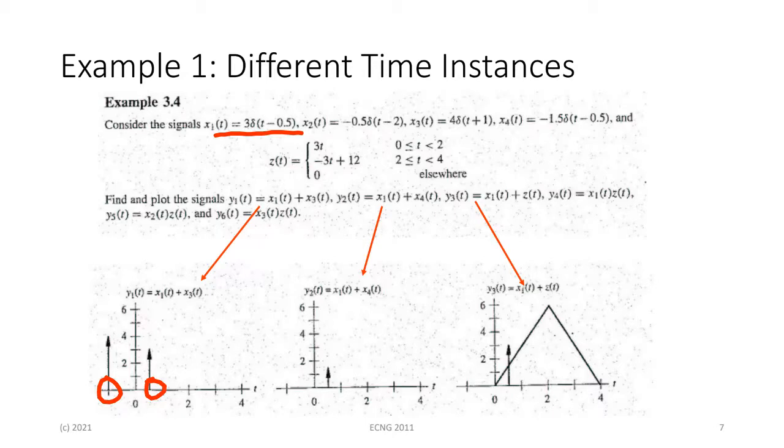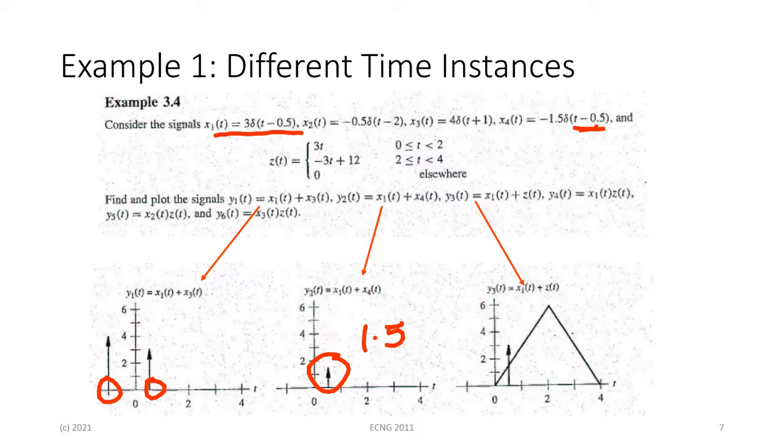Look at x1 and x4 though. x1 occurs at t equal to 0.5, and x4 occurs at the same t equal to 0.5. One is 3 units positive, the other is 1.5 units negative. Both of them occur at the same time, so x1 plus x4 will be a net positive impulse with height 1.5.